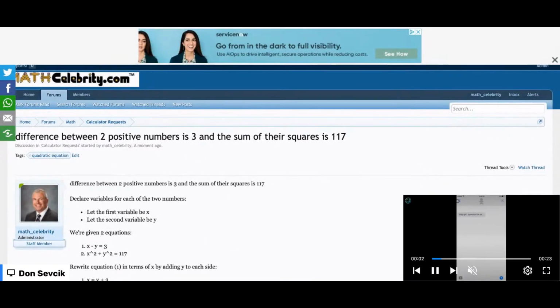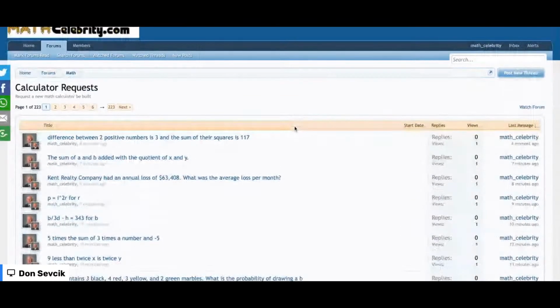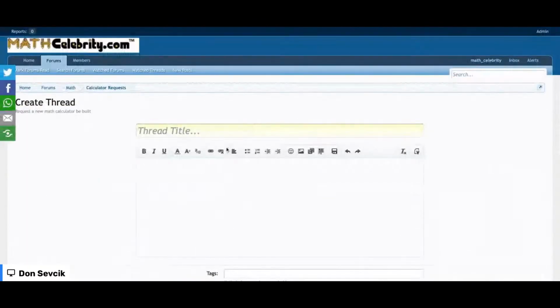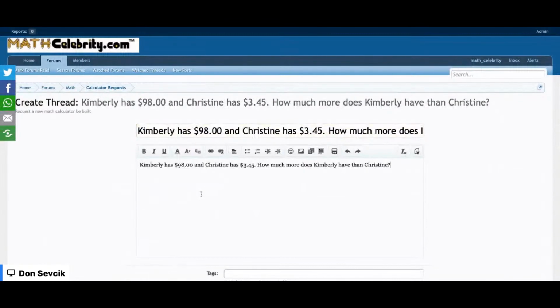Okay, this one comes in from grade school. So if you're at higher grades, now may be a good time to take a bathroom break or go get something to drink. Kimberly has $98. Christine has $345. How much more does Kimberly have than Christine? Kimberly's excess equals Kimberly's money minus Christine's money. Just call it excess because she has more. 98 minus 345.